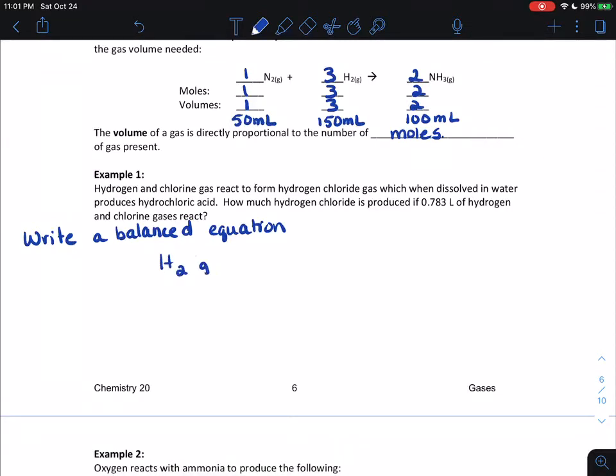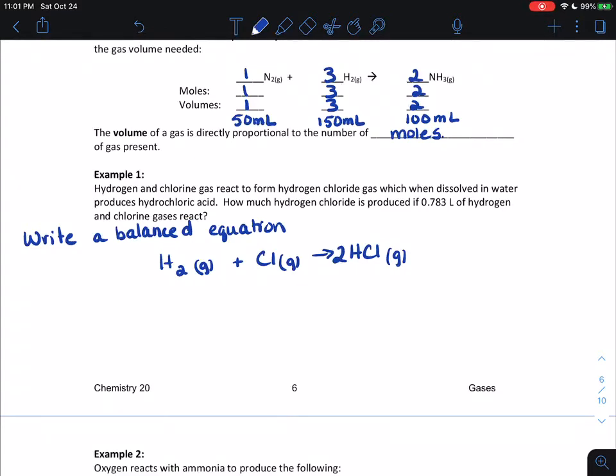So I've got hydrogen combining with chlorine gas, and it's producing hydrogen chloride gas. And again, please remember that this only works in gases. This doesn't work in liquids or solids. All right, so balance out the equation, and here it is.